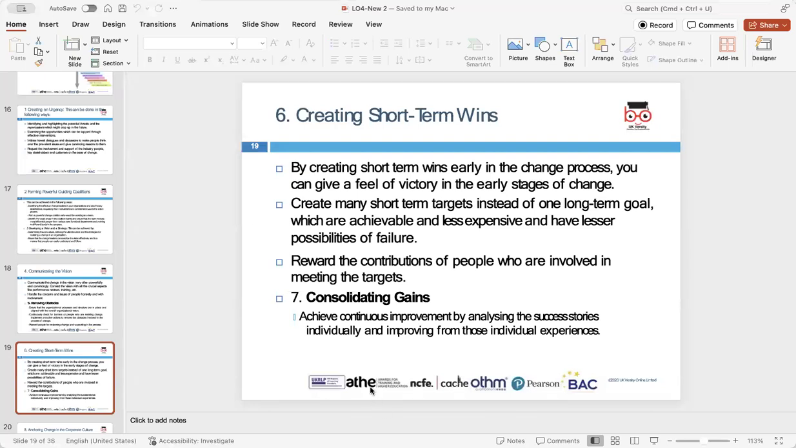The next step is consolidating gains. After achieving initial success, organizations must continue to build on these victories. This involves analyzing the factors that contributed to success and using them to drive continuous improvement.